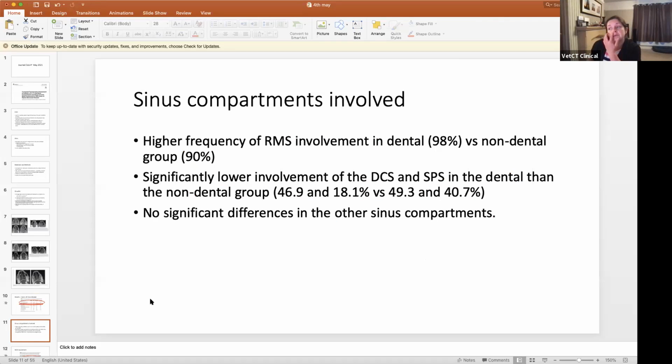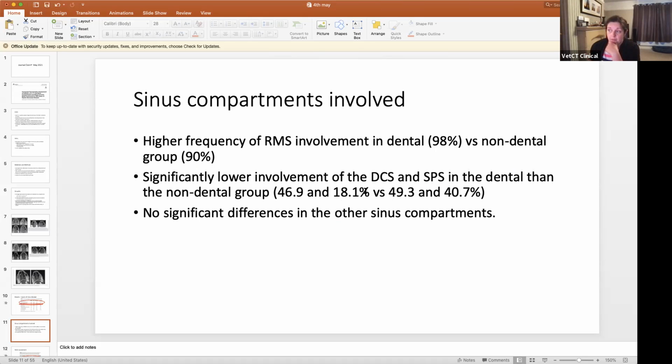There was a higher frequency of rostral maxillary involvement in dental sinusitis versus the non-dental group, but 98 to 90, it was a significant difference, but rostral maxillary sinus was involved in most of them. There was a lower involvement of the dorsal conchal sinus and the sphenopalatine sinus in the dental when compared to the non-dental group, so about 46.9 and 18.1 in the dental versus about 49 and 40 in the non-dental group. So it's more likely you're going to get the more dorsal sinuses affected.